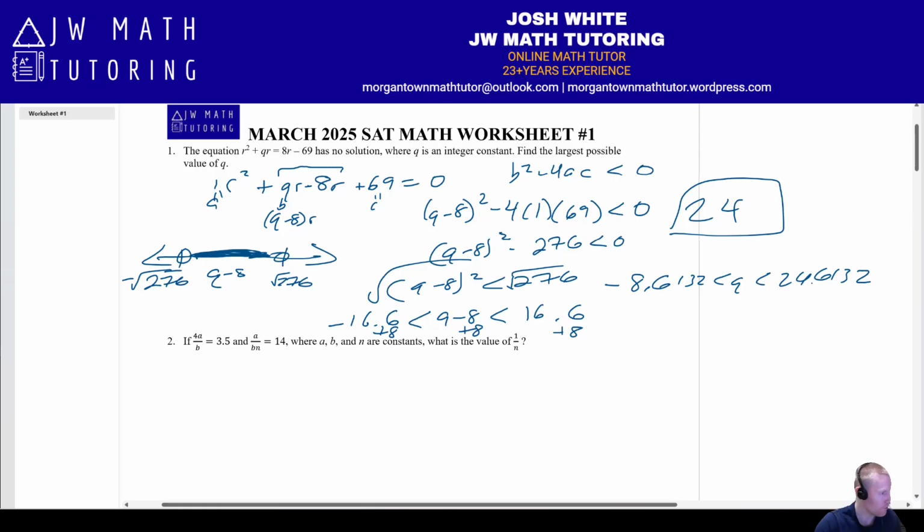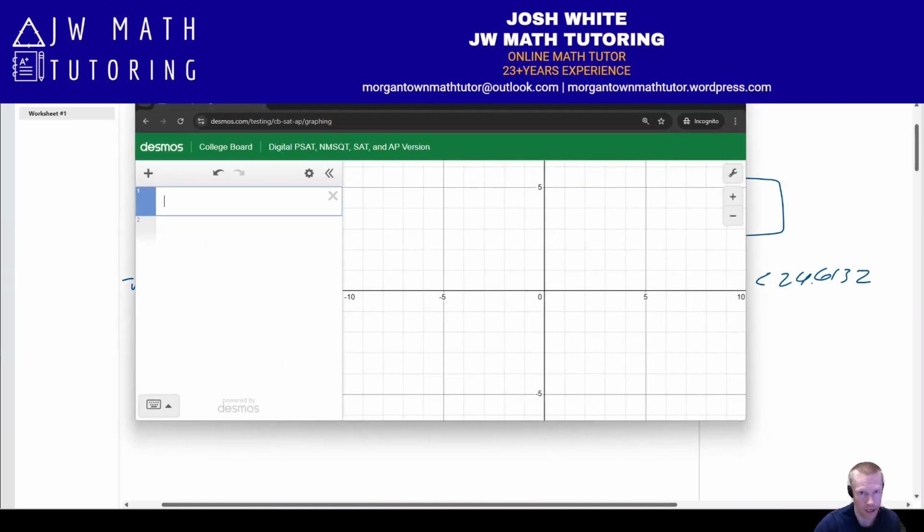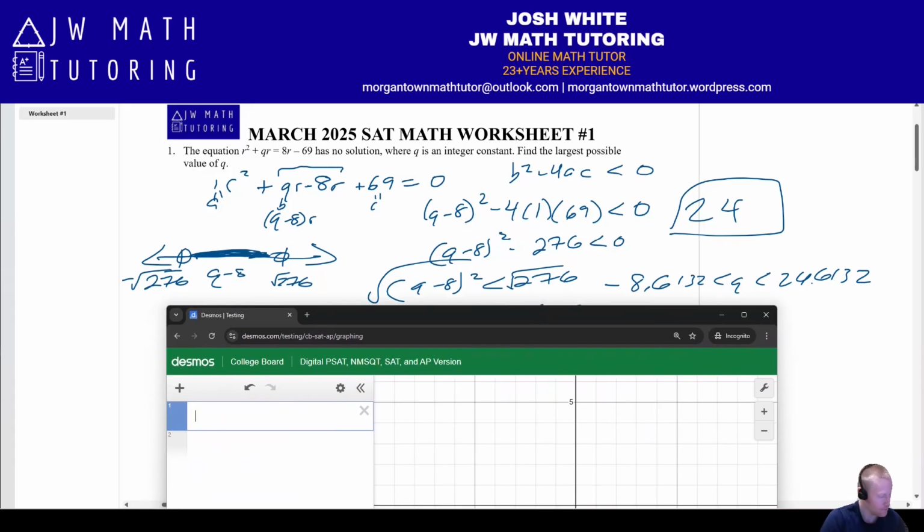Now, just to confirm a couple things, and then I'll also show you how you could do it in Desmos using the slider. So first of all, there's the square root of 276, that's the 16.61. And then, of course, if you add the 8 to it, there's the 24.61 for the upper boundary. The lower boundary we're not really concerned about, but just to confirm, there's the negative 8.6132.